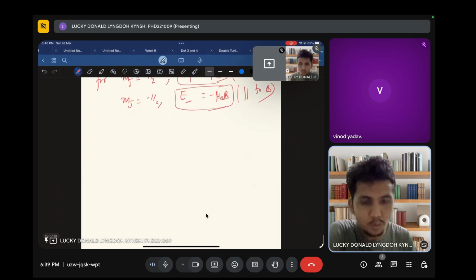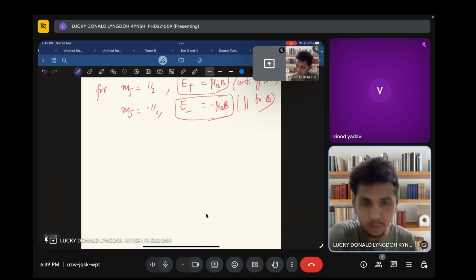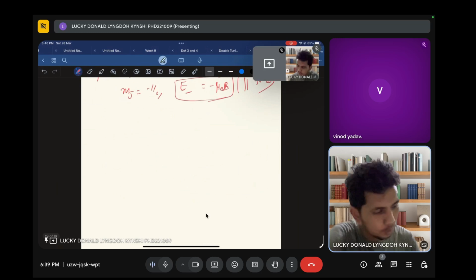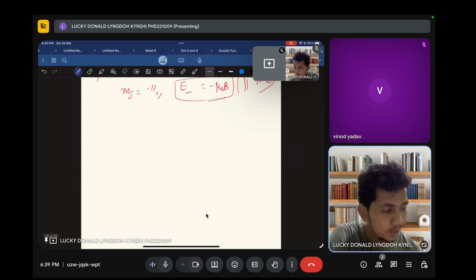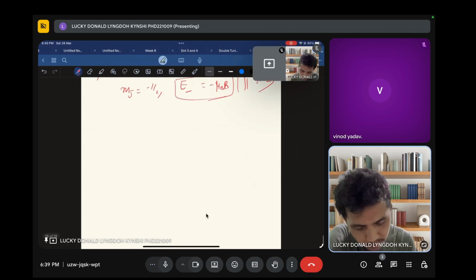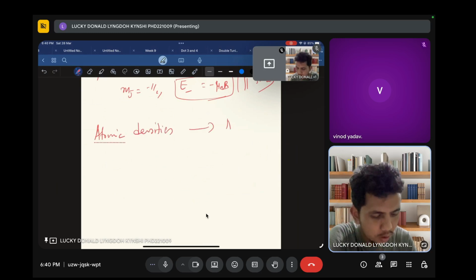Now, how do we find out the atomic density? This is very important. Atomic density is indirectly the number of atoms per unit volume. So atomic densities, I can write it here, is related to your number of atoms per unit volume.